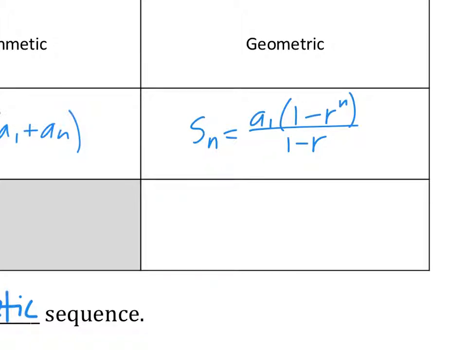The next one is infinite series. If it's an infinite series, we have to check first, does it converge? It converges if the absolute value of the ratio is less than 1. That means the number is getting smaller. Then the infinite sum is going to be a1 over 1 minus r.